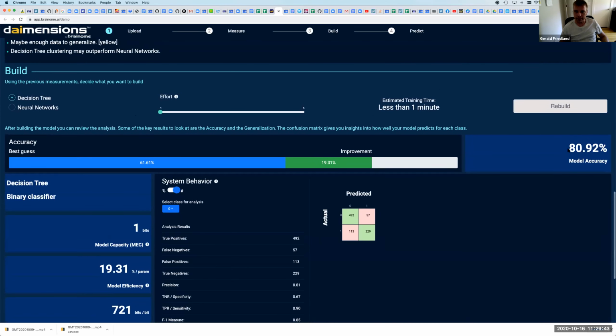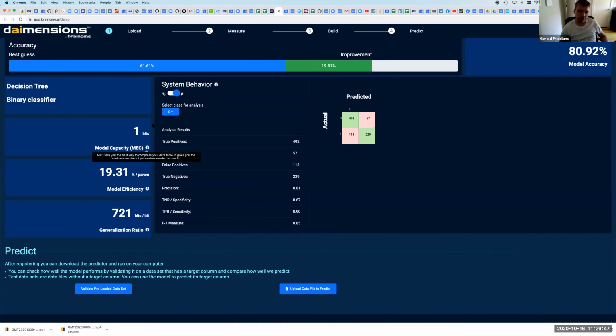So now we still get 84.92 accuracy, because that is pretty much the biggest you can get, but we have a model capacity of 1 bit. What it means is the predictor is a decision tree of depth 1. It means 1 if-then. And that is the most general solution for Titanic that gives us the highest accuracy, because we could never go over 80%.